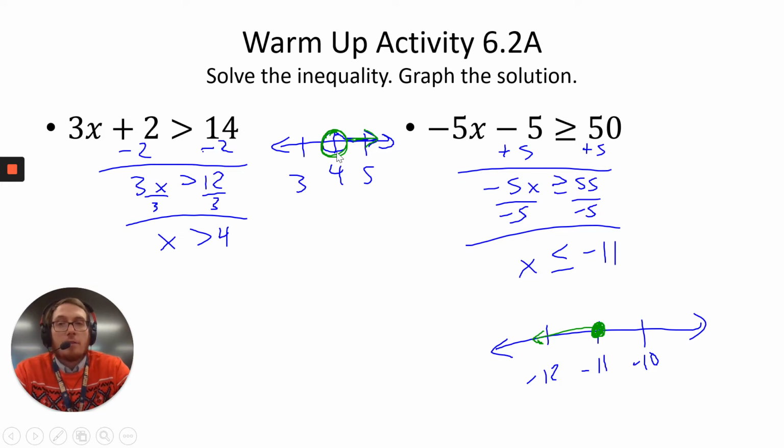So we graph the solution to show, here's 4 and everything greater than that. Remember, open circle for less than or greater than, closed circle if it has equal to.